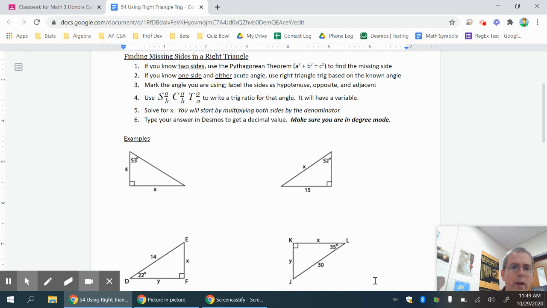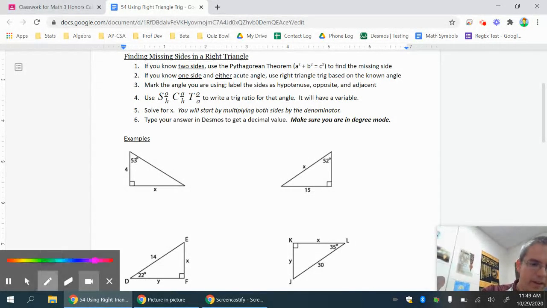Okay, hopefully you have developed a good understanding of how to write a trig ratio, because today we're going to use these trig ratios to find missing sides and missing angles. So we'll start with this first one here. I have a missing side in this right triangle, and it's wanting me to find side x.